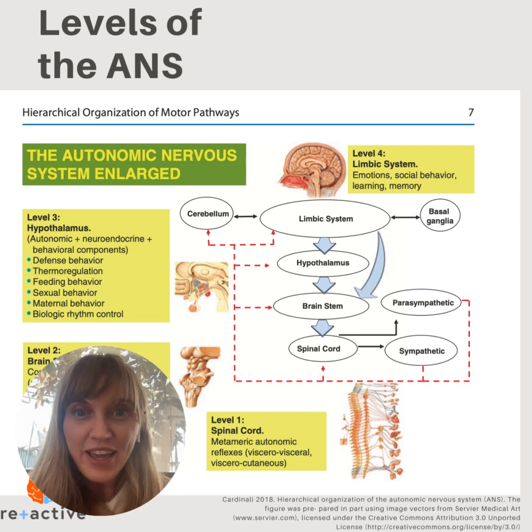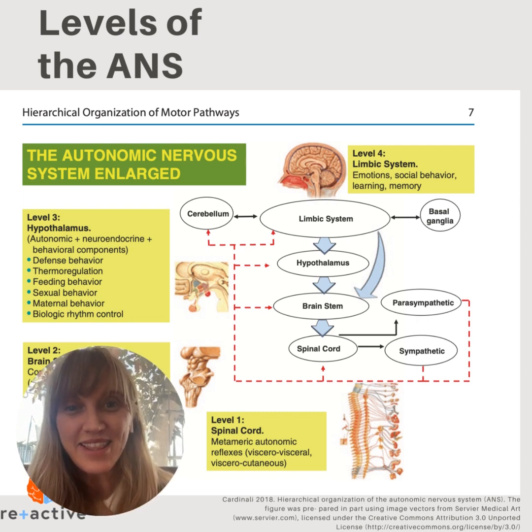But I think the overlying thing that we see is that it's complex. It is multi-leveled. There are a lot of interactions that go into the autonomic nervous system. And that will take us directly into how we assess it and treat it as therapists.